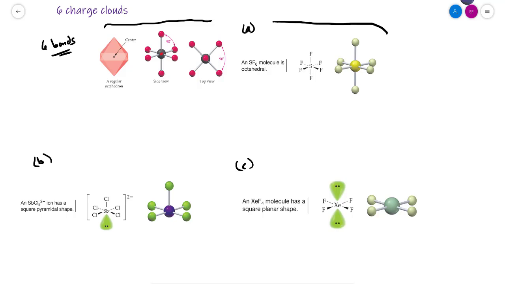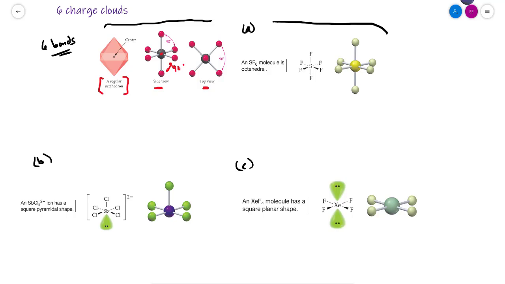The furthest those things could get away from each other is to form this shape called a regular octahedron. Regular octahedrons are symmetric along each axis, which means that it doesn't matter which way you look at this thing, it's going to be symmetric. So this is showing the side view, this is showing the top view. So this thing's symmetric in every direction, where you have 90-degree bond angles at each point.